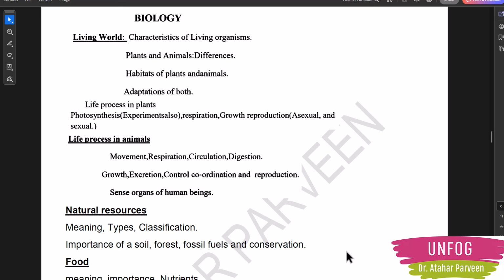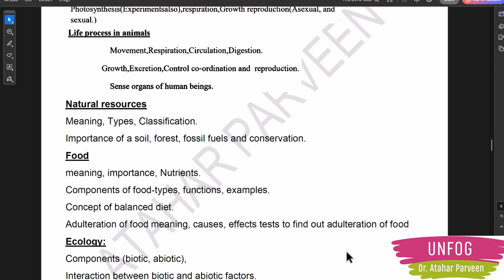And then for plants, we'll study what is photosynthesis, some small experiments related to photosynthesis. Then we'll study respiration, growth, reproduction, like asexual or sexual reproduction of plants. Okay. And then we have life processes in animals. Life processes in animals means including us. We are also animals, right? So what is the movement, respiration, circulation, digestion, growth, excretion, all that we'll study under life processes in animals.